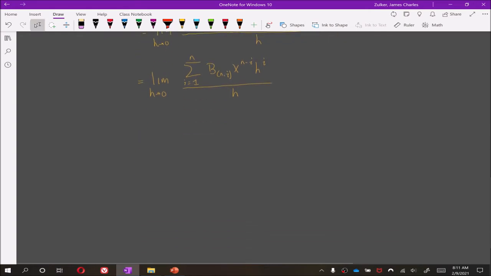Now, since i is starting at 1, every term in this sum has an h, so we can factor an h out. We'll be left with h to the i minus 1. That allows us to now cancel out those h's. And this is now what we're left with.